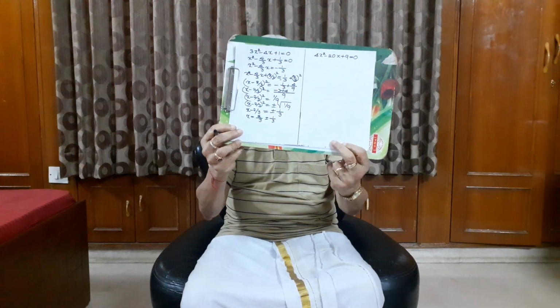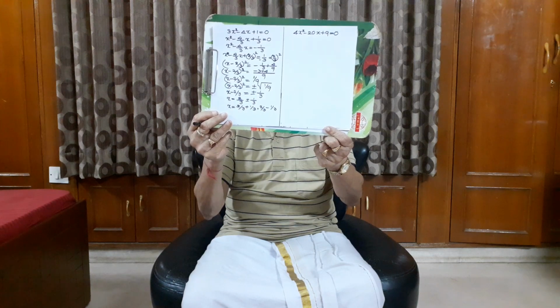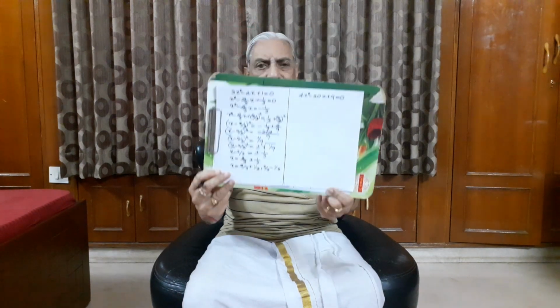Therefore, what is the value of x? X equals 2 by 3 plus or minus 1 by 3. What does it mean? So write it separately, the roots. X is equal to 2 by 3 plus 1 by 3 is one root, comma, 2 by 3 minus 1 by 3 is another root. They are the two roots. I am writing it separately. 3 is the common denominator. You can directly write it.